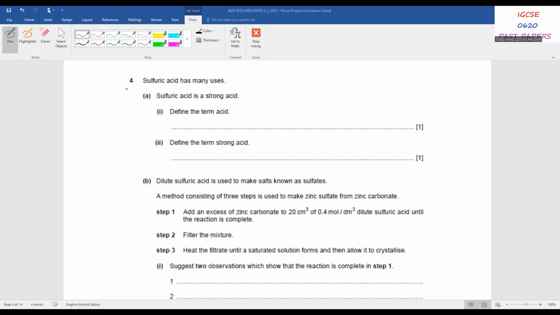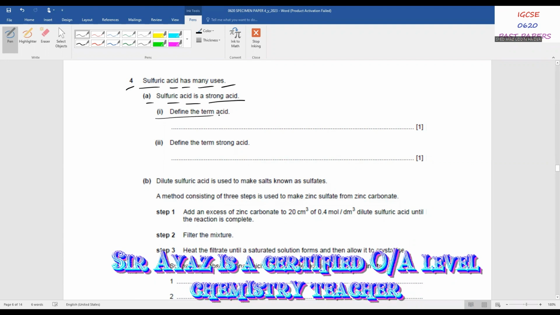from question number 4. Sulfuric acid has many uses. Sulfuric acid is a strong acid. Define the term acid. Now you have to define in terms of proton. Acids are proton donors. So you write proton donor. Number 2, define the term strong acid. Strong acid completely dissociate in aqueous solution. So you write acid that is completely dissociated in aqueous solution.